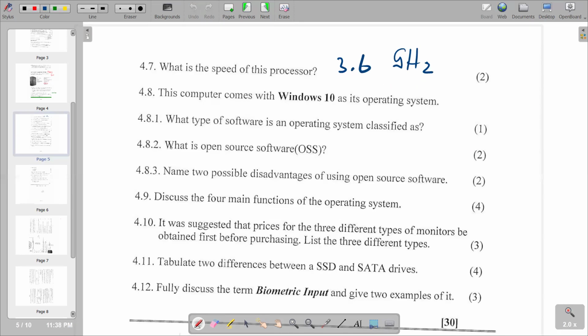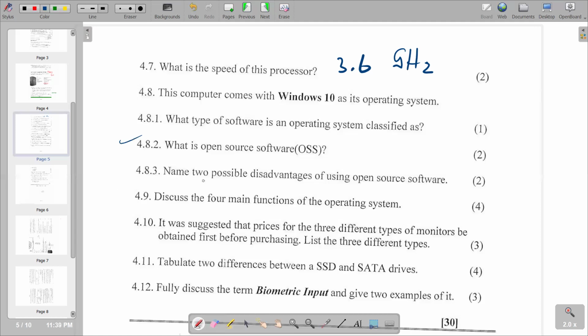So we go to the next part of our question. What is open source software? That is OSS. Open source software is software that may be downloaded and shared. The source code is made available and changes may be made and shared with others. That's the explanation on open source software.